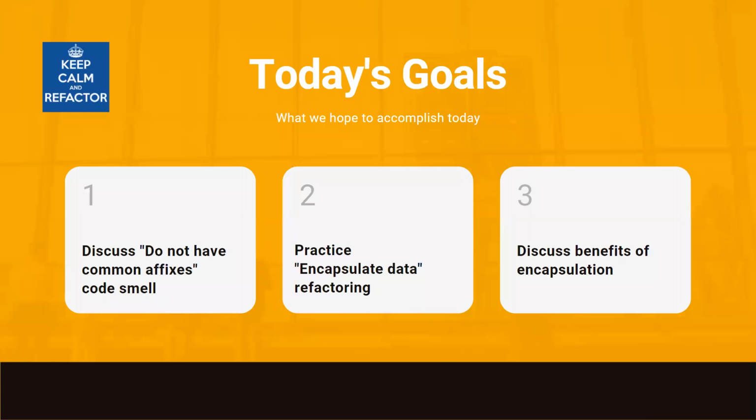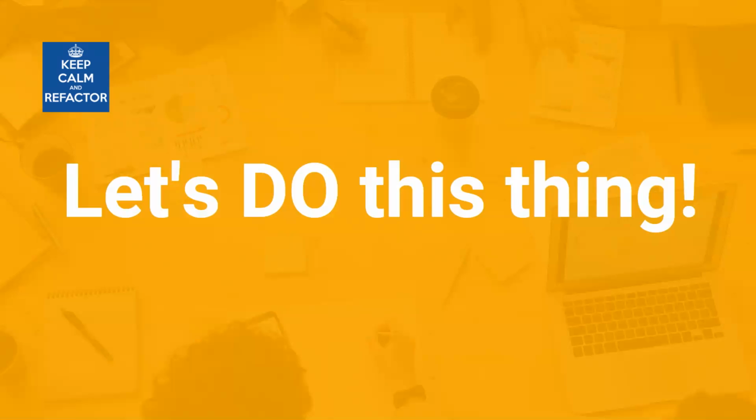So today's goals, we're going to discuss the idea of do not have common affixes and how that's a code smell. We're also going to discuss what an affix is. We'll practice the encapsulate data refactoring, and we'll talk a little bit about what the benefits of encapsulation are. So if you're ready, let's do this thing.